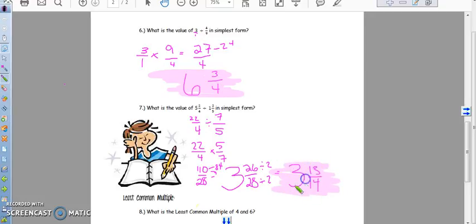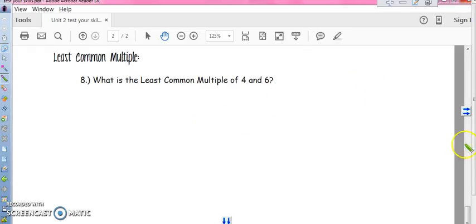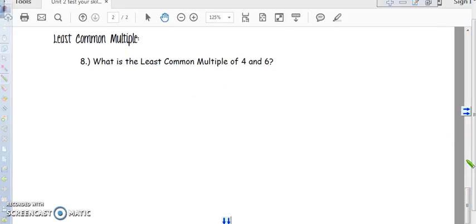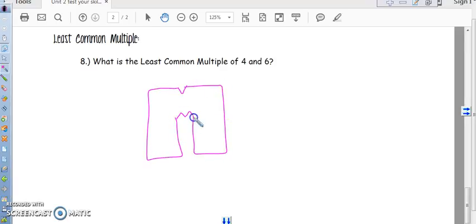Okay, let's look at our last problem. What is the least common multiple of 4 and 6? So, remember for this, I have to draw my M, the V above it, and my legs. 4, 6, now I'm going to count. So 4 times, and I count by the multiples, like 5, 10, 15. So 4, 8, 12, 16, 20, 24.